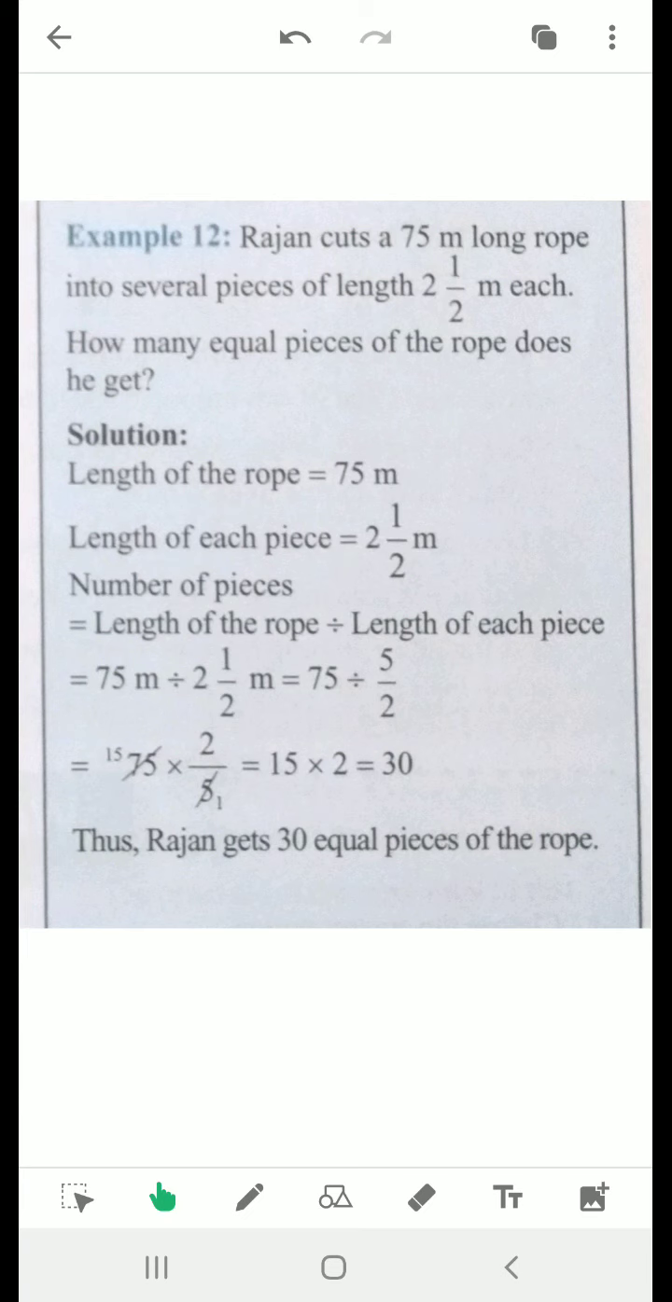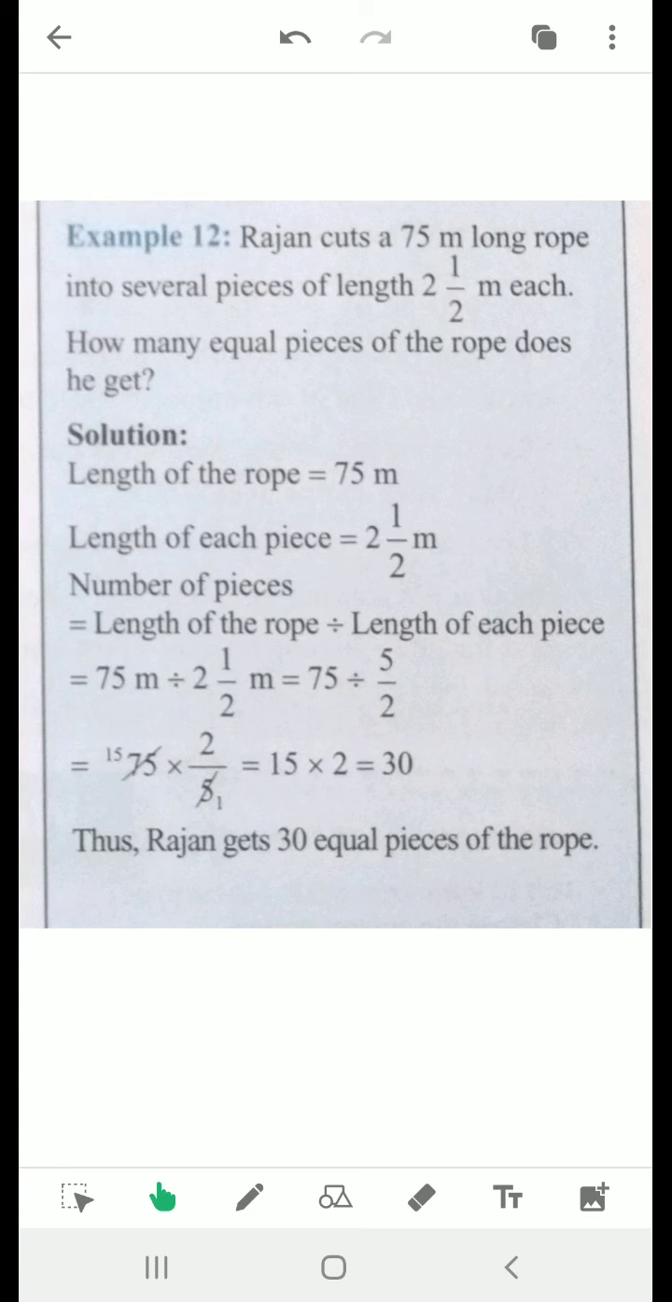10 pieces. How do we get 100 divided by 10? The total rope divided by the length of each part, the length of each piece. Okay. Then a similar question: the total rope is 75 meters, the length of each piece is 2.5 meters, then the number of pieces will be the length of the rope divided by the length of each piece. Why do we divide it?